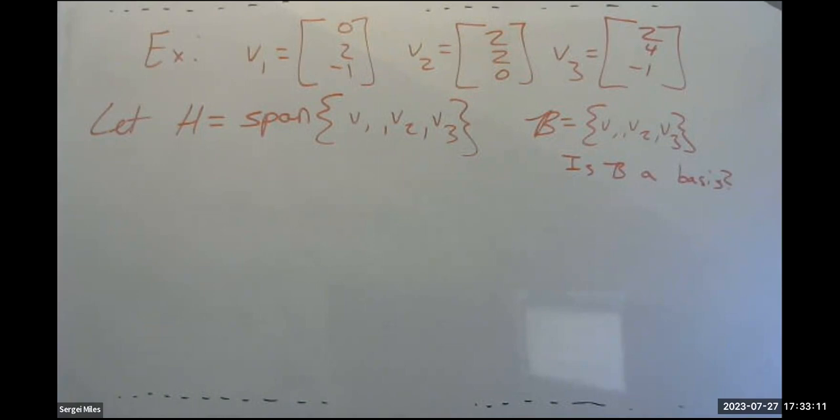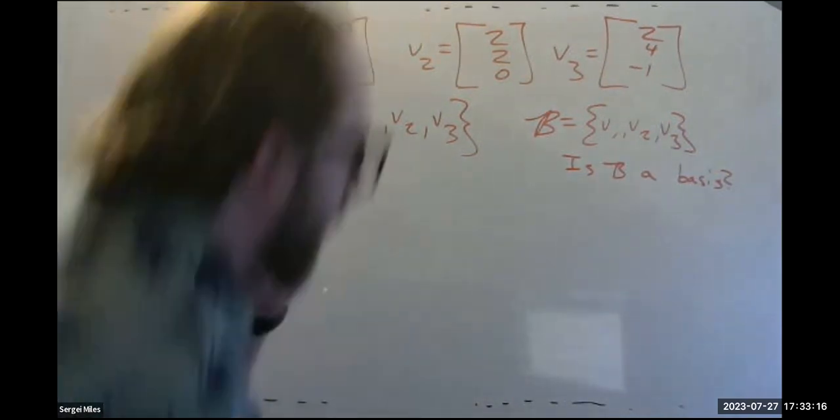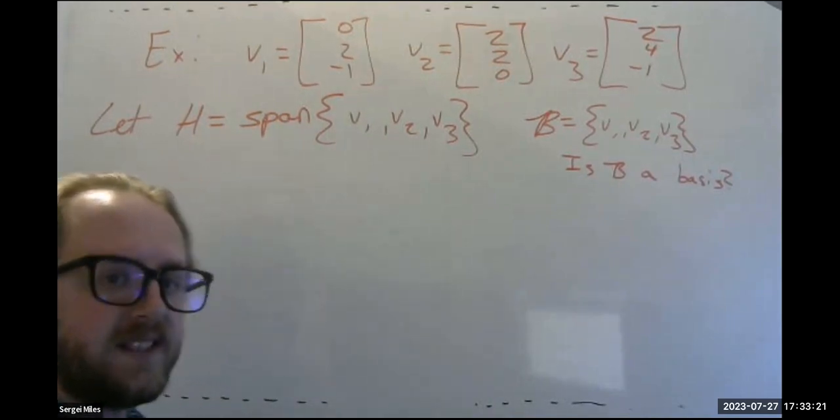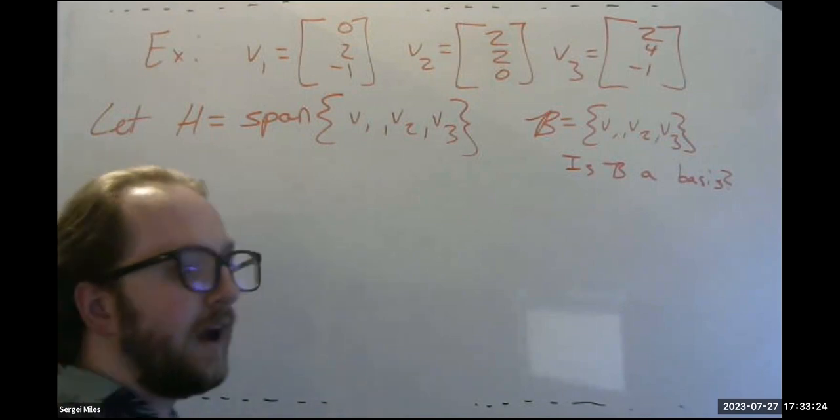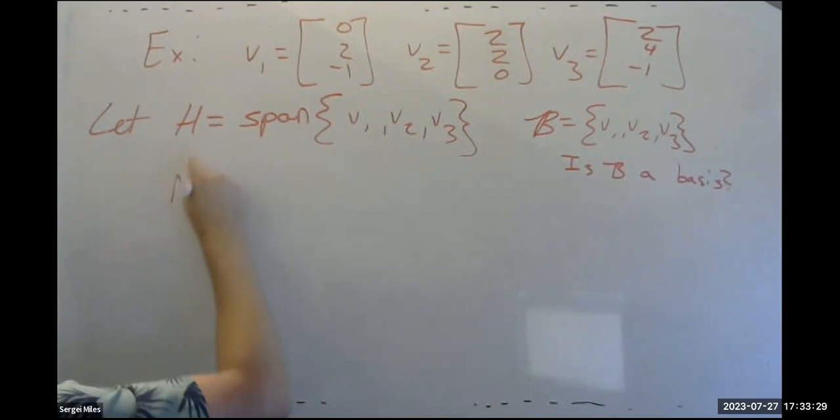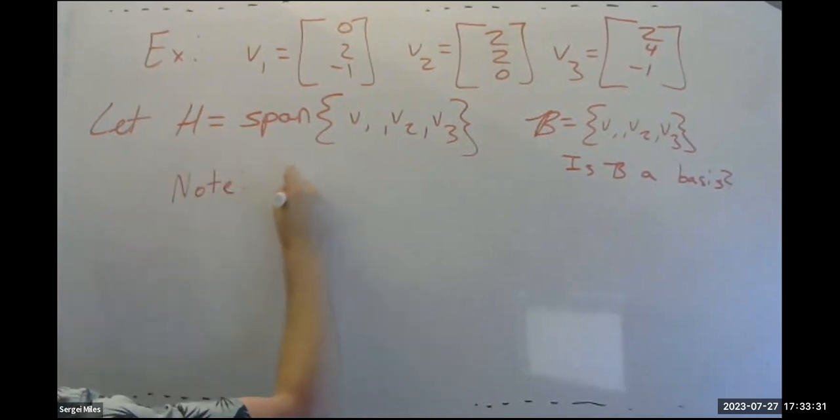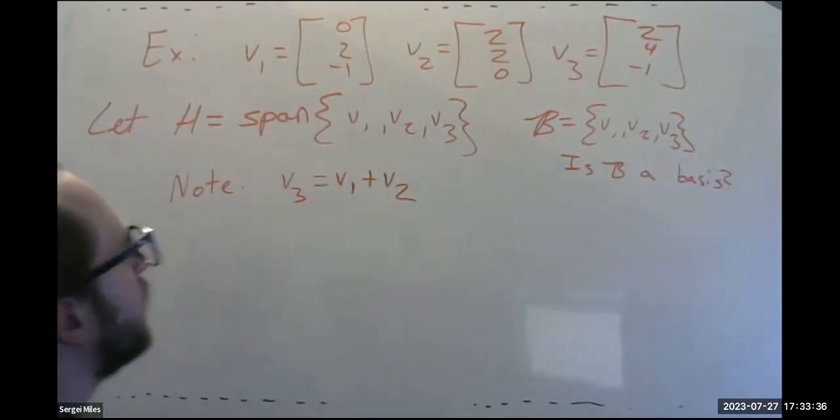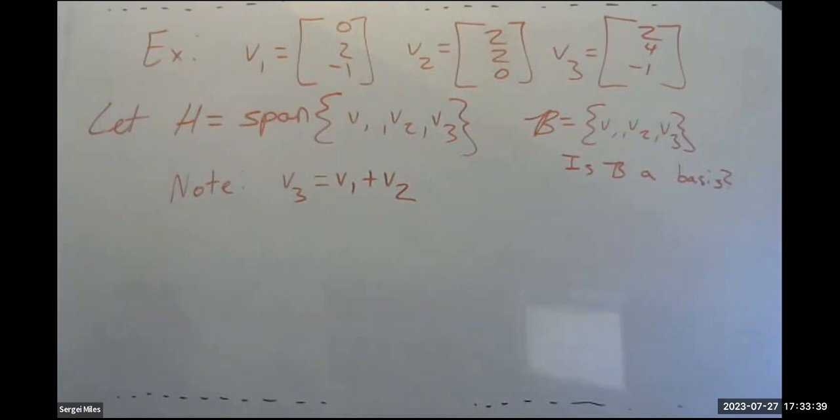Okay, so how do we check? Well, we need to see if these vectors are linearly independent. How do we do that? We could put them together in a matrix, row reduce, and see: do I get a pivot in every column? However, you might notice just by looking at these, note V3 equals V1 plus V2. In other words, this third direction, V3, is a linear combination of V1 and V2.